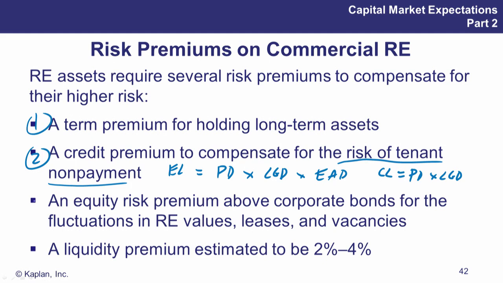And then some kind of number three, an equity risk premium as well above corporate bonds for fluctuations in real estate values too. And finally, it is quite illiquid. You've got that liquidity premium too.